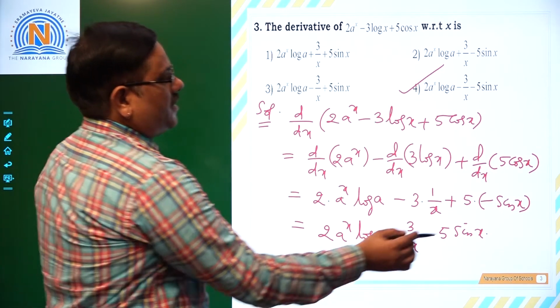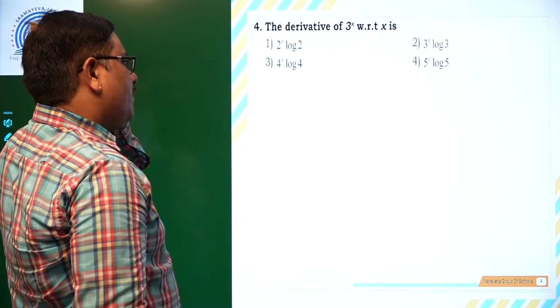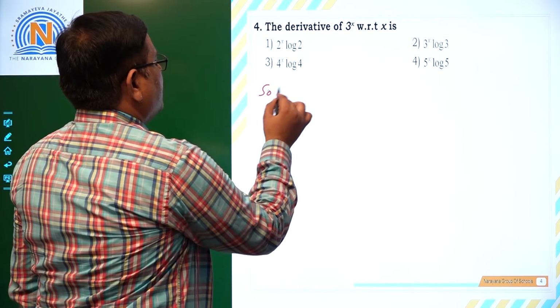Okay, next let us see the fourth question. The derivative of 3 power x with respect to x is, it is a simple question.